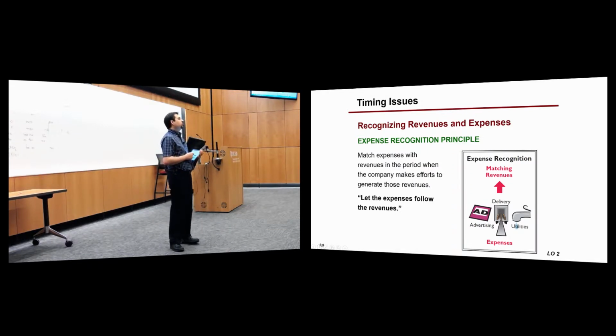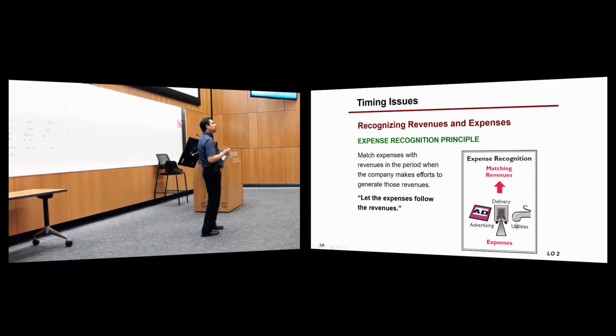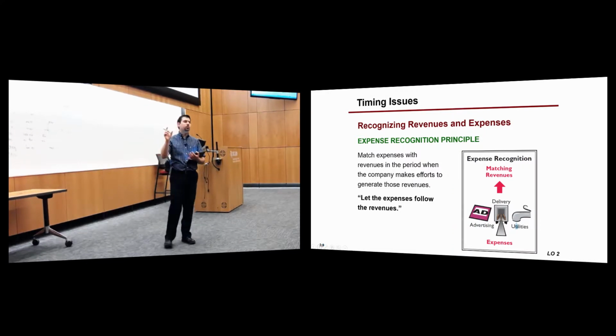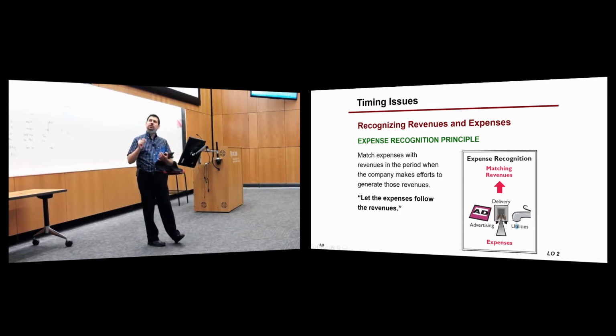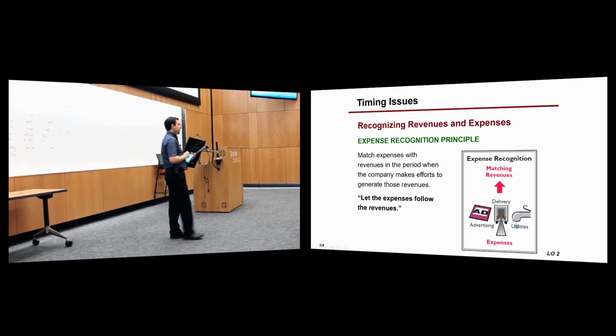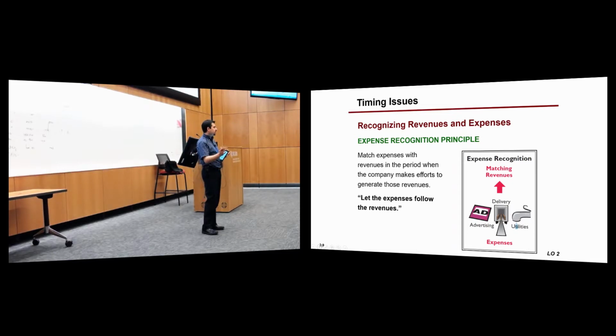Going back to the billboard example, the company earned the money from that billboard, right? The matching principle and the expense recognition principle, what does it mean? It simply means that the salaries of the employees who actually put that billboard up there and the cost of the material that was used to do that, those are the expenses associated with the revenue that the company received from putting that billboard up there. You match the expenses with the revenues.